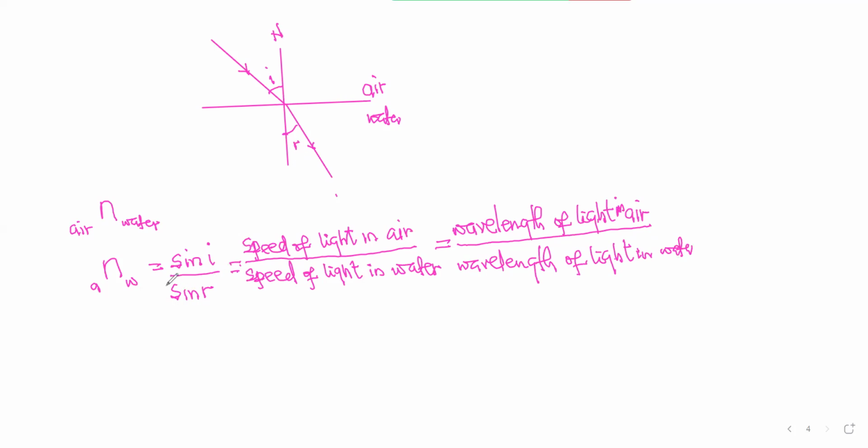Absolute refractive index can be expressed as this letter n or mu, having indicated the first medium, which must be air, and the second medium, which in this case is water. Or we can simply represent absolute refractive index as the symbol n or mu.